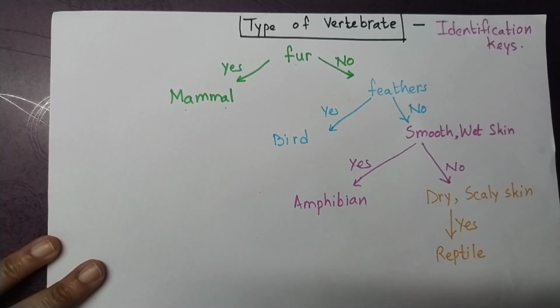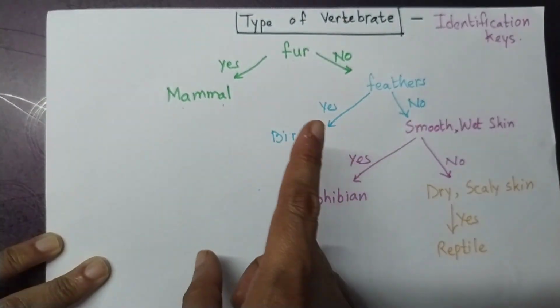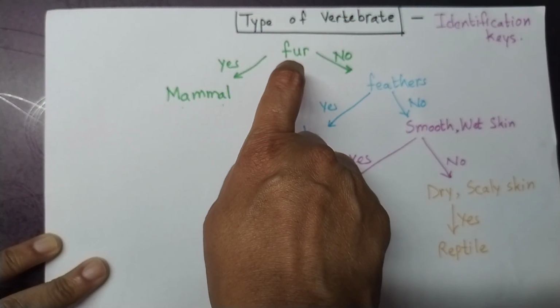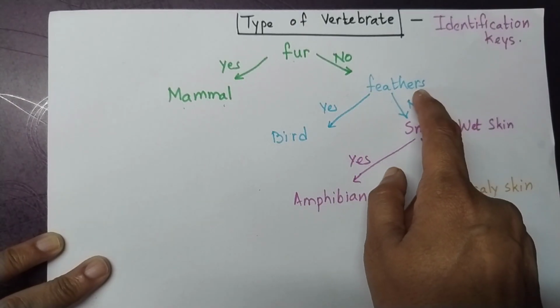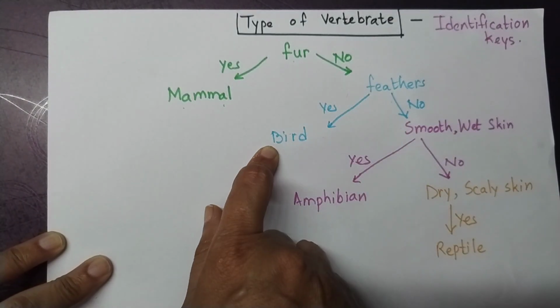Now the first example is an eagle. Eagle we all know. Eagle, does it have fur? No. Okay, so we will go here. Now eagle, does it have feathers? Yes, so it is a bird.